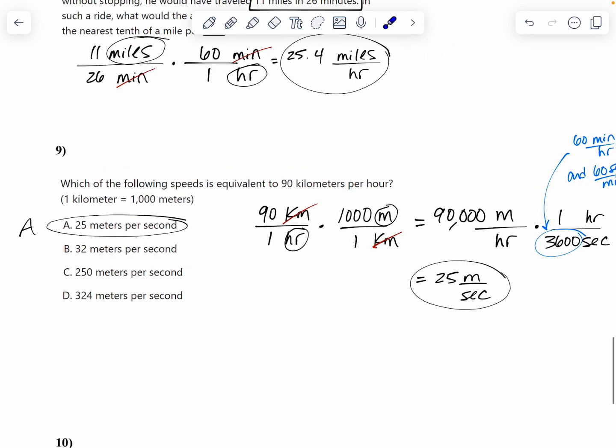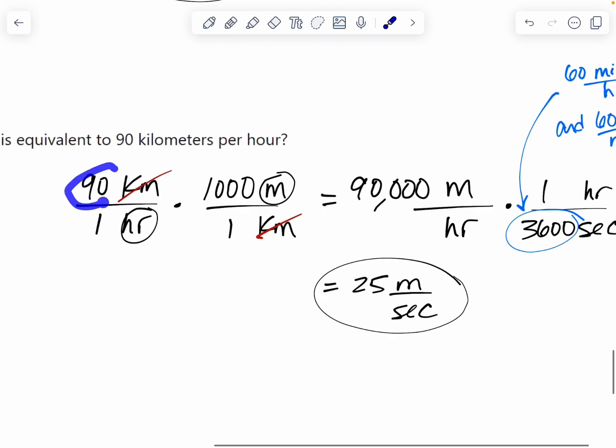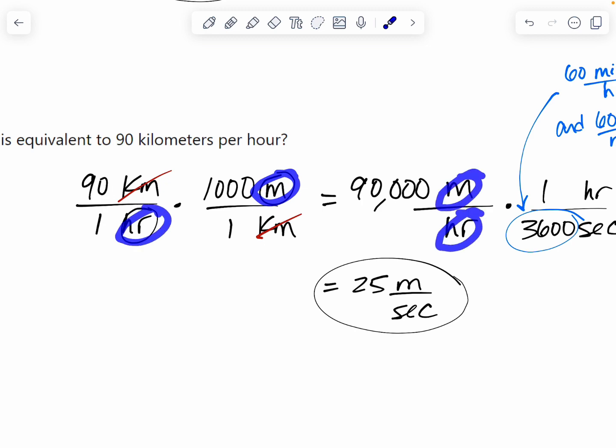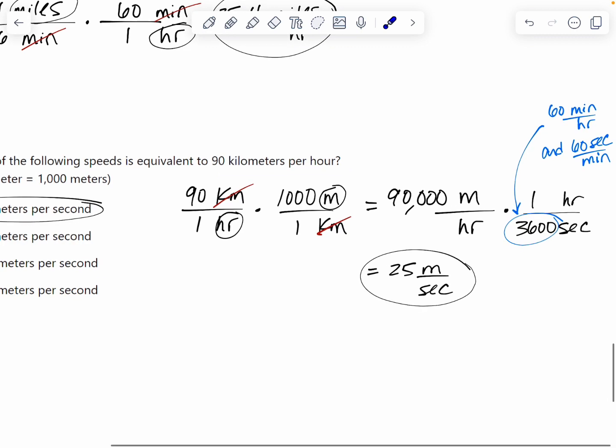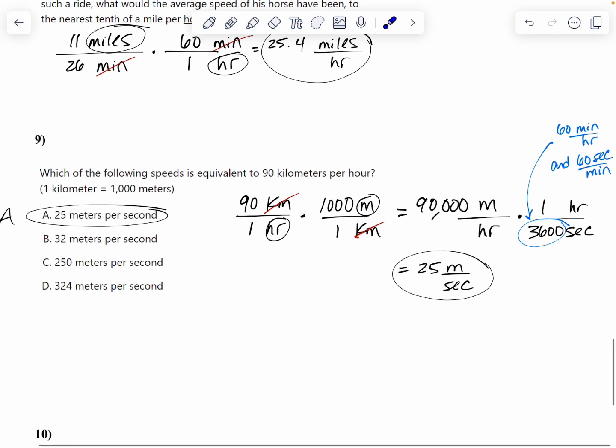And I'm left over with 90,000 because I take this number times this number. And the label is meters per hour. Meters per hour. That's not what they asked me for. They want kilometers per hour. Okay, cool. Oh, which of the following is equivalent? Look at all the answer choices. They need to convert this to seconds. My bad. I'm currently in hours. I need to convert to seconds.